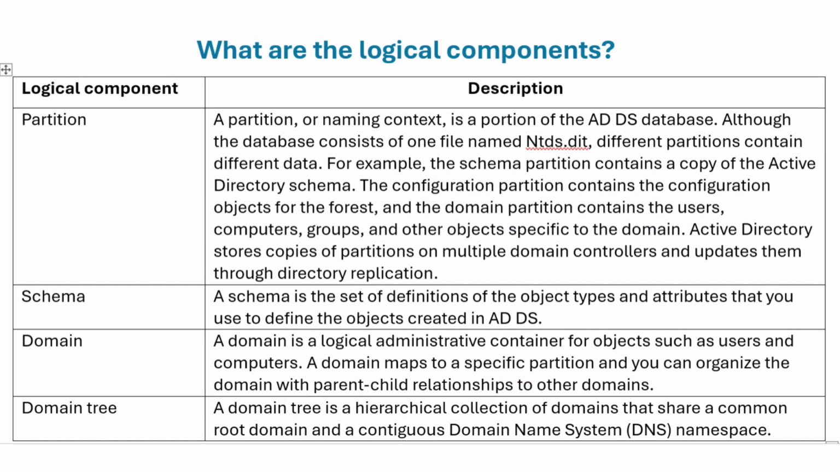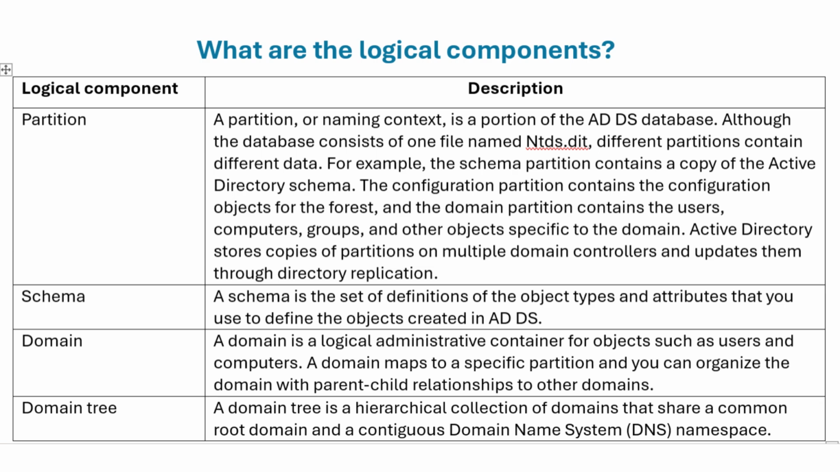Logical component. Description. Partition. A partition, or naming context, is a portion of the ADDS database. Although the database consists of one file named ntds.dit, different partitions contain different data. For example, the schema partition contains a copy of the Active Directory schema. The configuration partition contains the configuration objects for the forest, and the domain partition contains the users, computers, groups, and other objects specific to the domain. Active Directory stores copies of partitions on multiple domain controllers and updates them through directory replication.